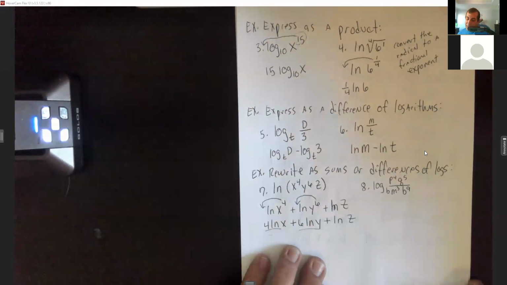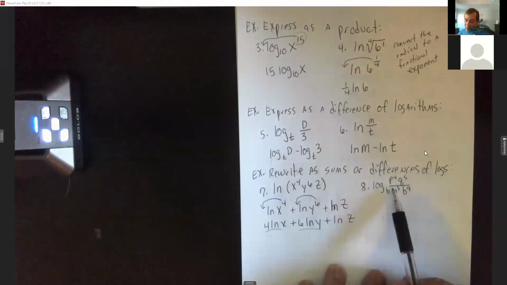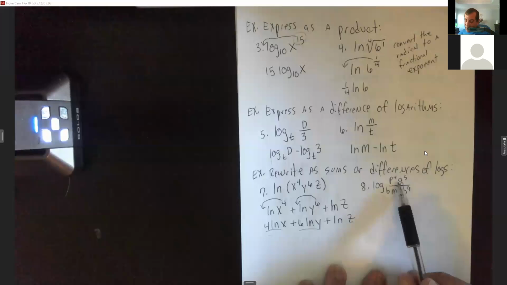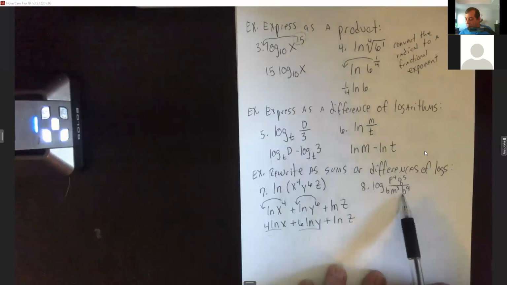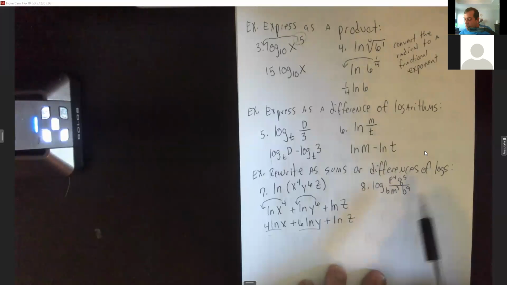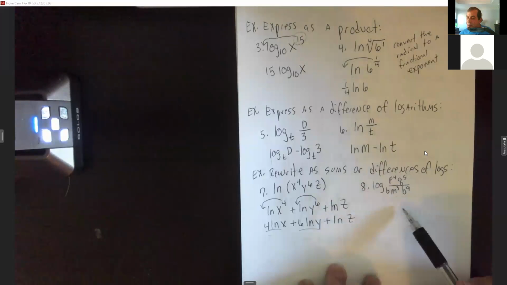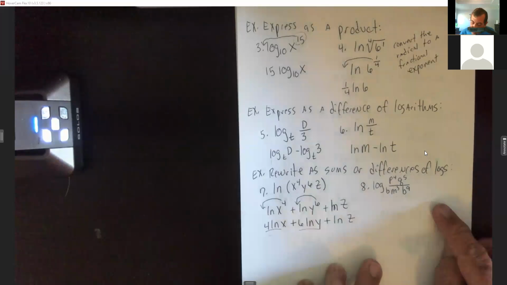So let me tell you what I'm going to do to this. I'm going to distribute my log b to all 4 of these factors here. When I rewrite this, if they're on top, they'll be positive. The ones that are on bottom will be subtracted, so they'll be negative. So I'm going to rewrite this out now.